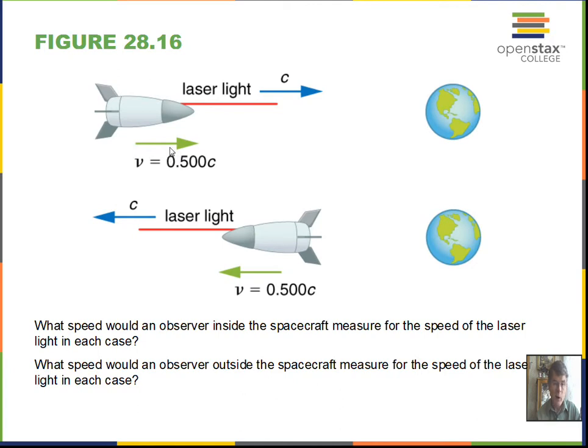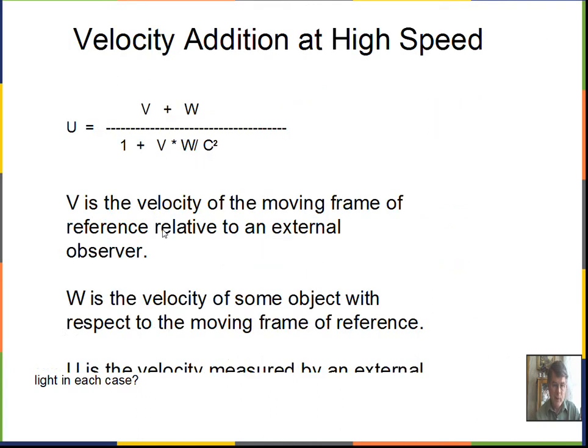It doesn't matter if it's a car or a rocket ship. 0.5 times the speed of light towards the Earth. We beam a laser towards the Earth. The person on the Earth will measure the speed of light as c, 3 times 10 to the 8th. And the person in the spacecraft would measure the speed of light as c. It doesn't matter which way the rocket is going, it doesn't matter what the speed of the rocket is. The velocities add up in such a way that the speed of light is never different than the speed of light. So here's the formula that allows this to take place.